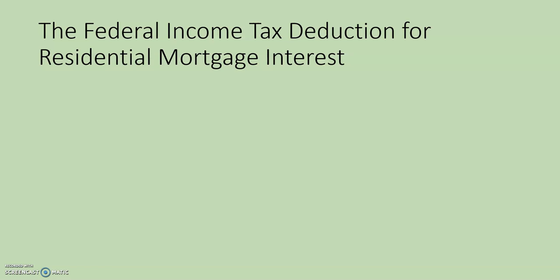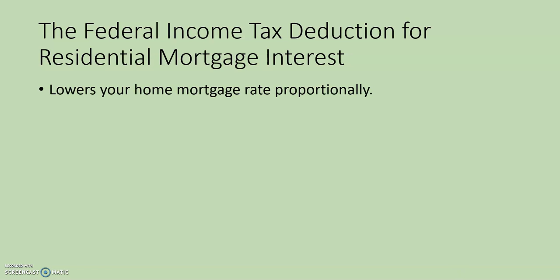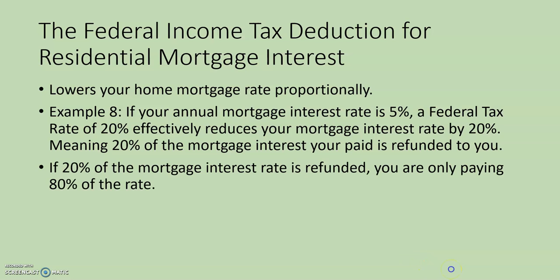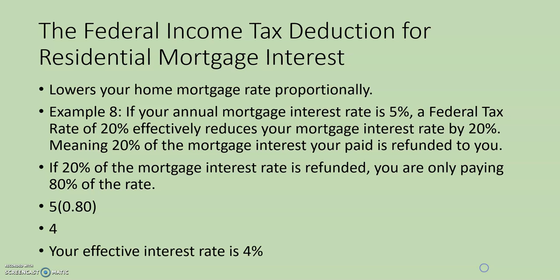Federal income tax deduction for residential mortgage interest lowers your home mortgage rate proportionally. If your annual mortgage interest rate is 5%, a federal tax rate of 20% reduces your mortgage interest rate by 20%, meaning 20% of the mortgage interest you paid is refunded to you. If 20% of the mortgage interest rate is refunded, you are only paying 80% of the rate. 5 times that 80% is 4. Your effective interest rate is 4%.